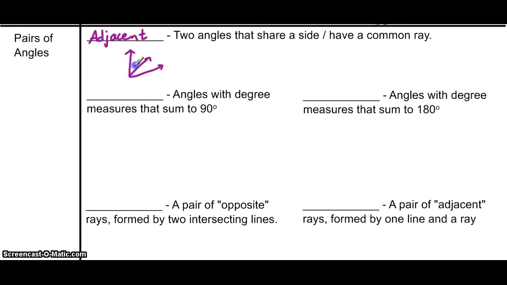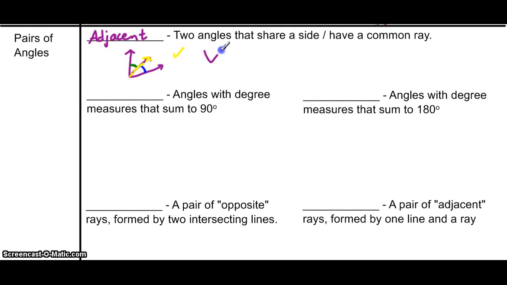So we have one angle here in green, and one angle here in blue. These two angles will be considered adjacent because when we look at the sides of these angles, the rays, they share this ray right here that I'm putting in yellow. Both the blue angle and the green angle have this ray in common. So that would be considered a pair of adjacent angles.